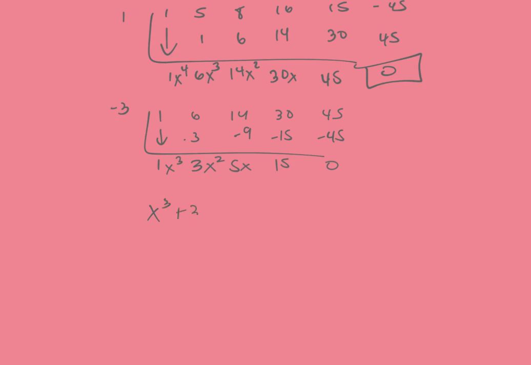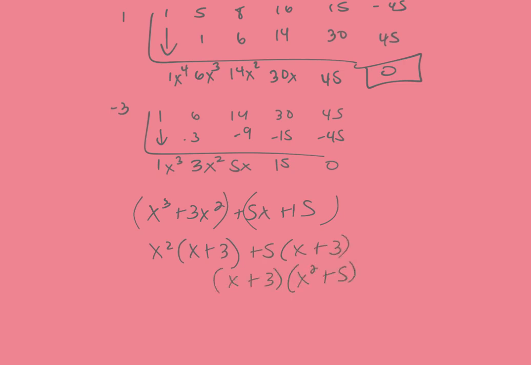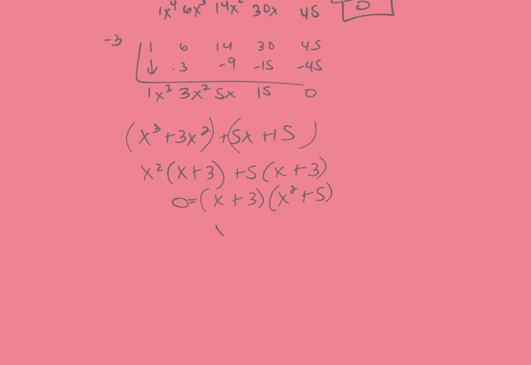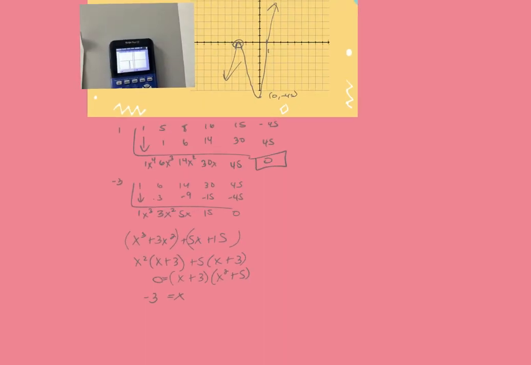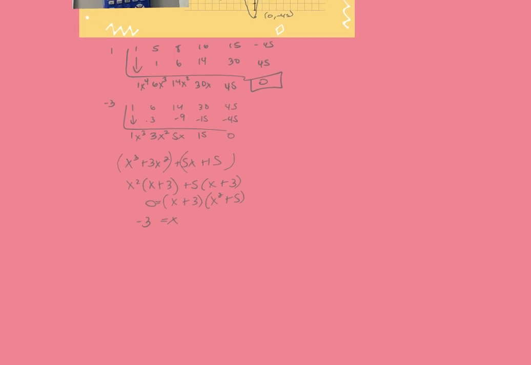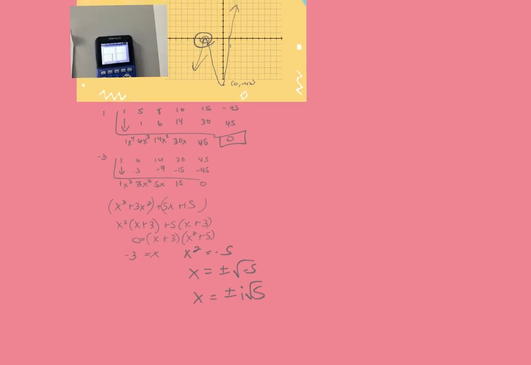This time, I can factor by grouping. So here's my other -3 and it bounced, right? So it makes sense that there would be an even amount. And then x squared would equal -5. x would equal plus and minus the square root of -5, which is plus and minus i root 5. And that's not on my graph, which again is consistent with what we found.